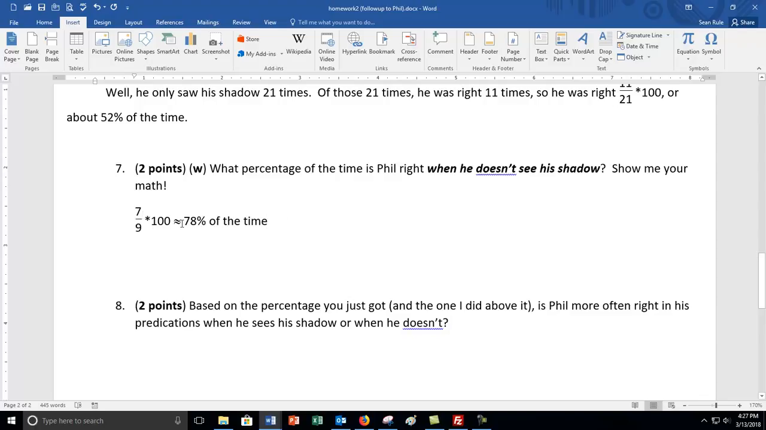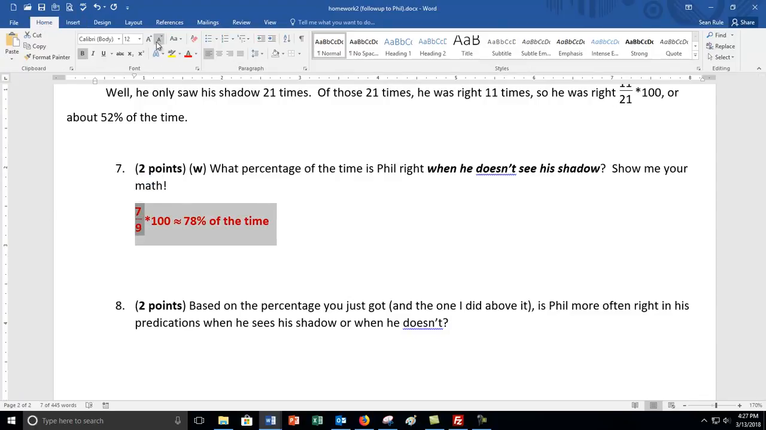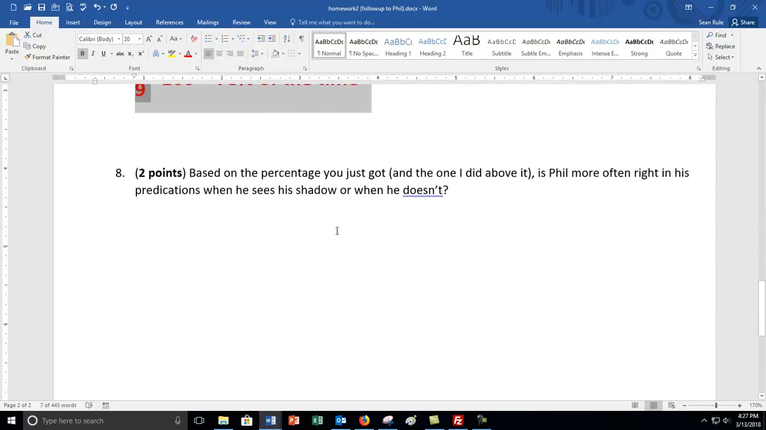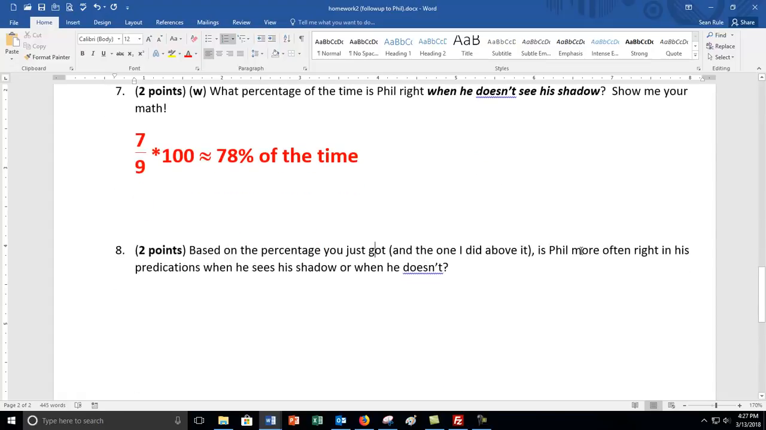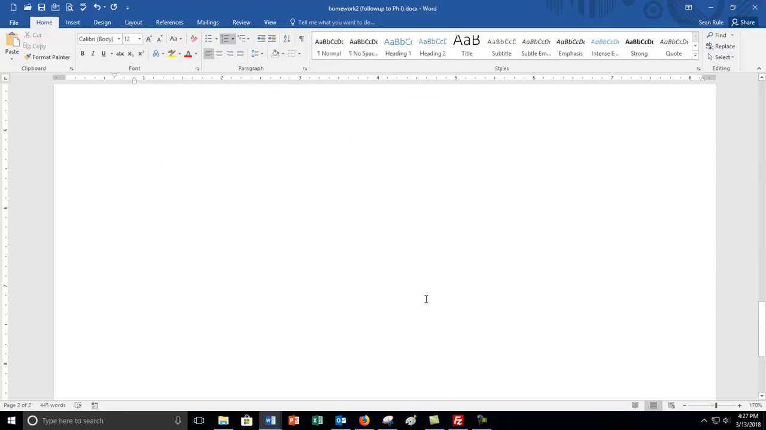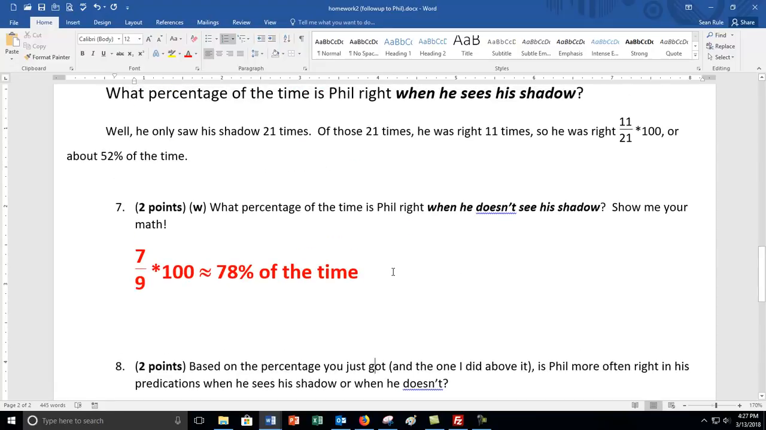Okay, there's the math I would do right there. I'll make it bold and I'll make it red, so it stands out, and make the font size larger. Beautiful. Based on the percentage you just got, which is the 78%, and the one I did above it, which is 52% of the time, is Phil more often right in his predictions when he sees his shadow or when he doesn't see his shadow? And he is clearly more quote-unquote correct when he doesn't see his shadow, 78 to 52. Okay, you can't beat those numbers. He's definitely more correct when he doesn't see his shadow.